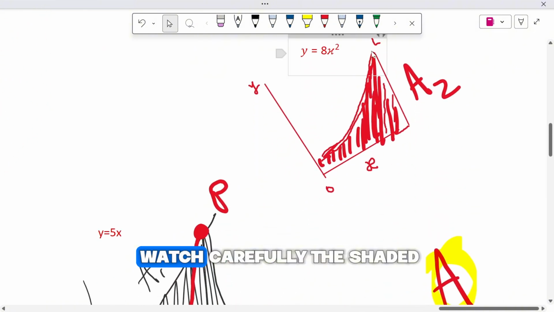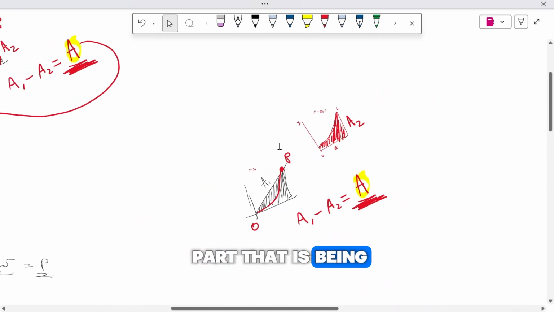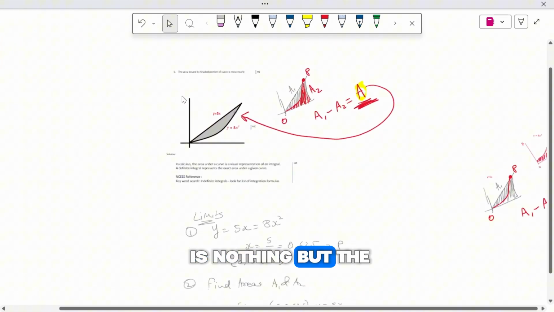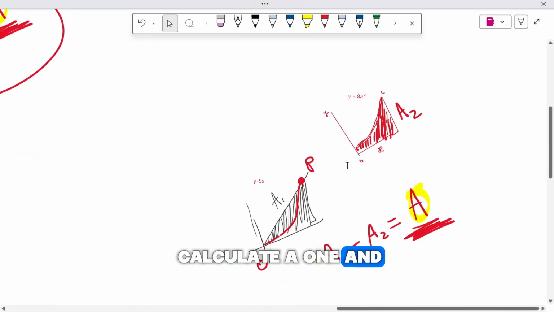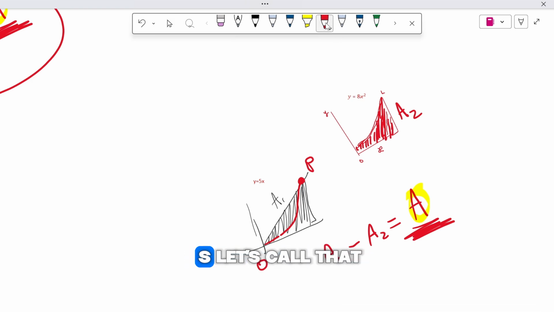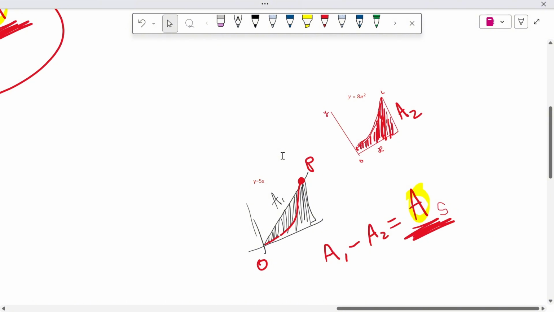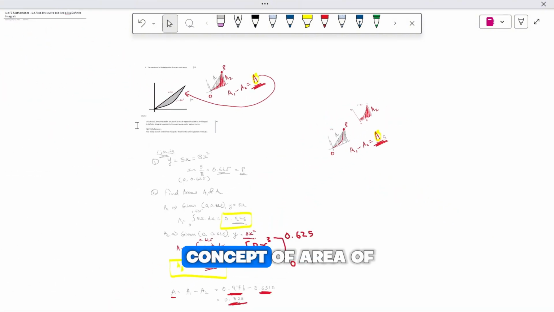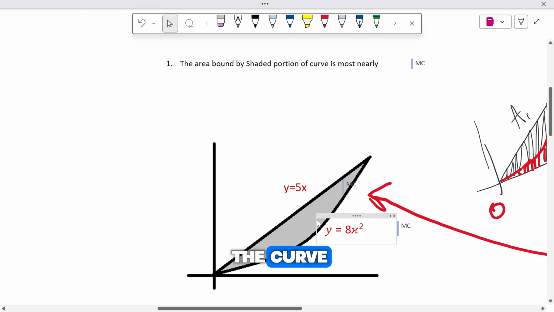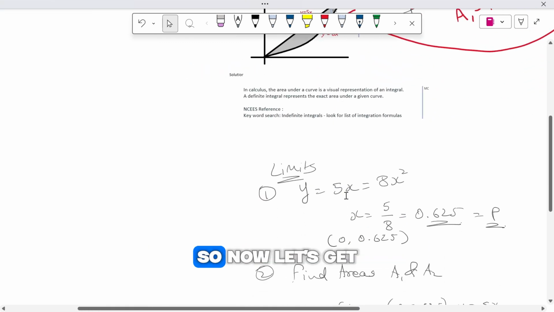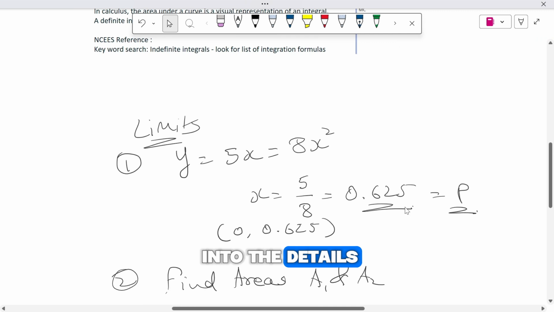Now if you watch carefully, the shaded part that is being asked in the question is nothing but the hollowed part. So if you calculate A1 and A2 and then subtract A2 from A1, what will you get? The shaded part, AS. Let's call that AS. So that is the concept of the area of the shaded portion of the curve. Very, very simple concept. Now let's get into the details.